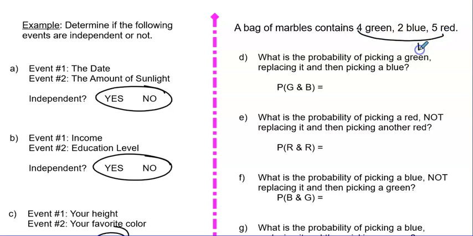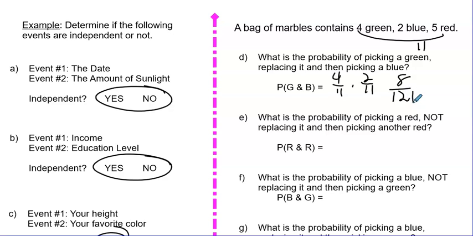Okay, a bag of marbles contains 4 green, 2 blue, 5 red. 4, 5, 6, that's 11 marbles. Always find the total. What's the probability of picking green, replacing it, and then picking a blue? So green is 4 out of 11. Blue is 2 out of 11. So that is 8 out of 121.